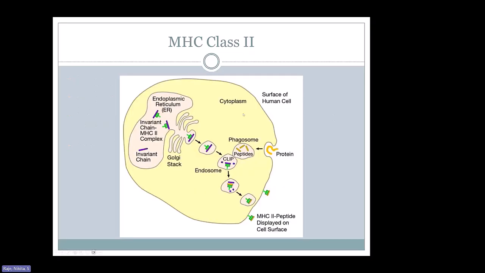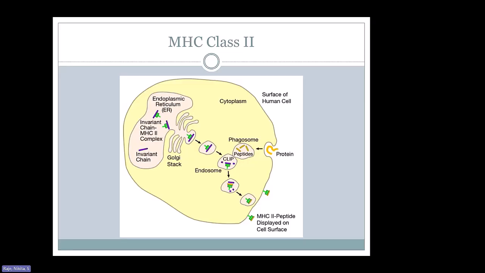So here is our endoplasmic reticulum. Again, the proteins are produced in the endoplasmic reticulum. So class 2 MHC is also produced in the endoplasmic reticulum along with something called the invariant chain. The invariant chain closes the groove of the MHC class 2 complex when it is produced.